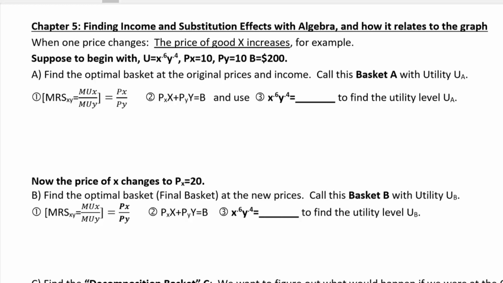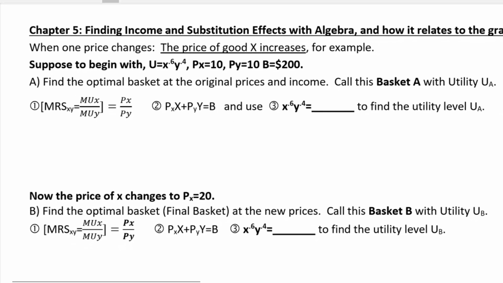So we're going to have 3 different solutions. Problem A here is what we could call the original solution. How much X and Y would this person buy at the current prices? Here we have X is $10, Y is $10, and they have a budget of $200. So this is the original solution. We'll call that solution A.